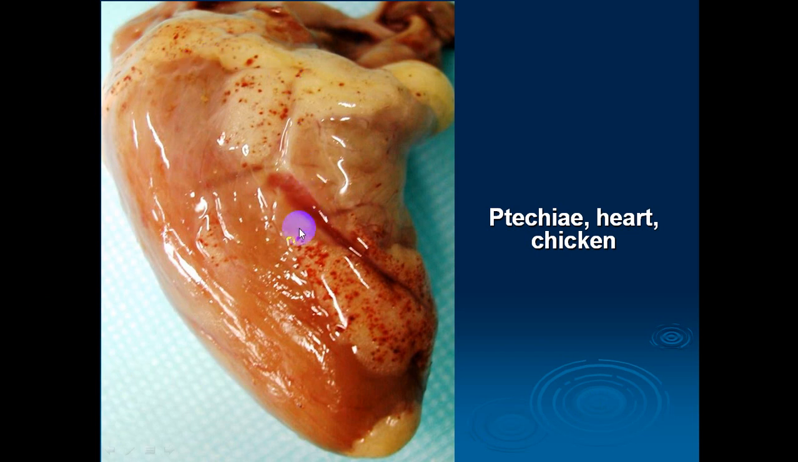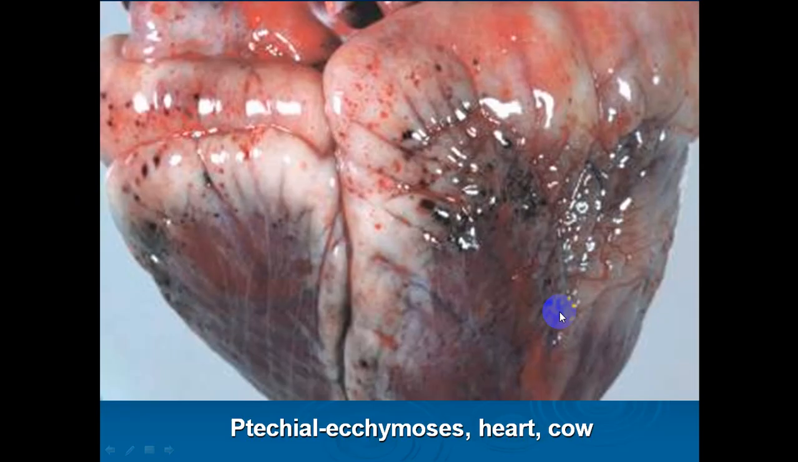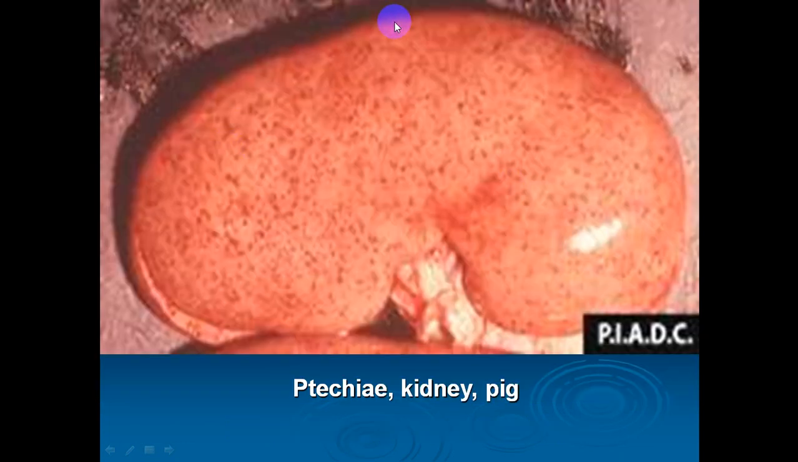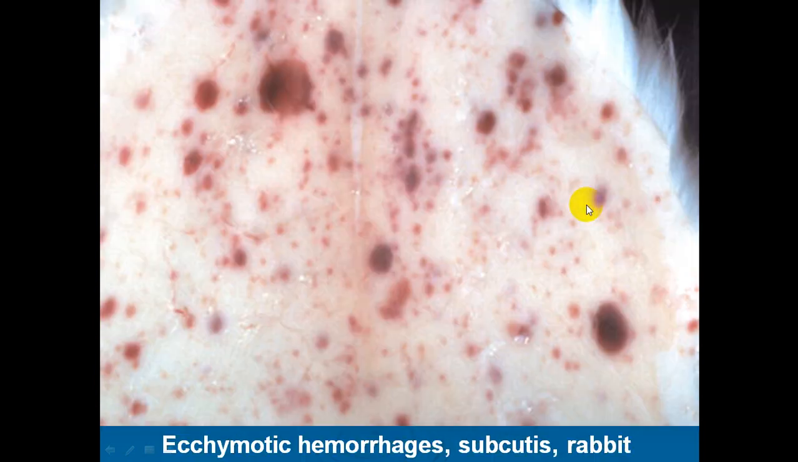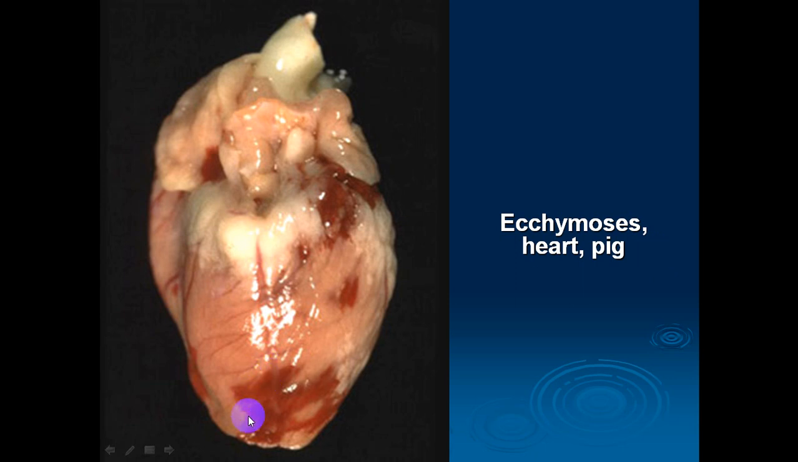Okay, this is the pinpoint hemorrhages or petechiae. The large one here is ecchymosis, and the small one is pinpoint hemorrhages or petechiae. This is petechiae in the kidney of the pig here. This is in the case of hog cholera. And then this is petechiae also in the urinary bladder. Here is ecchymosis, admixed with petechiae in the subcutis of a rabbit. This one here, ecchymosis in the heart of pigs.